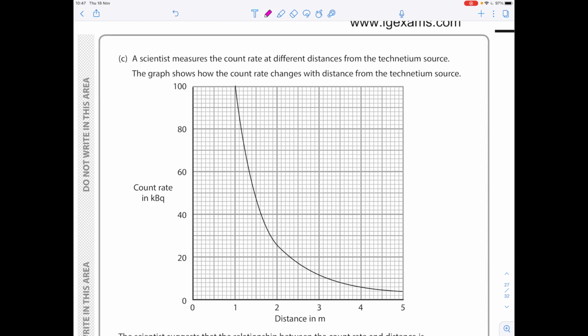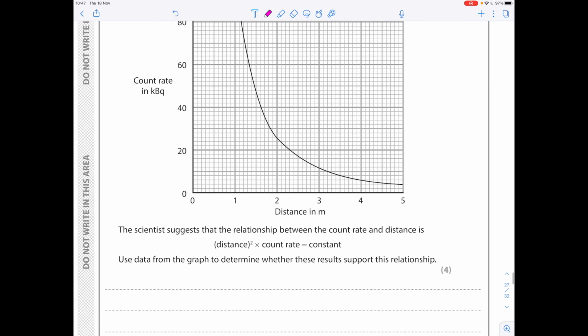A scientist measures the count rate at different distances from the technetium source. The graph shows how the count rate changes with distance from the technetium source. The scientist suggests that the relationship between the count rate and distance is distance squared times count rate equals constant. Use data from the graph to determine whether these results support the relationship.